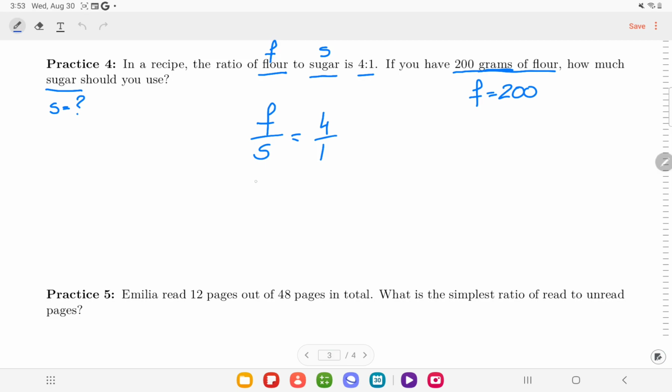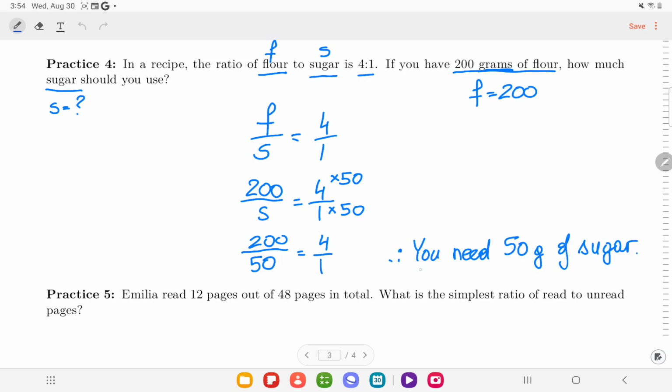Let's substitute F with 200, and we're looking for S, and it's equivalent to 4 over 1. We have to multiply 4 by 50 to get 200, so we have to multiply 1 by 50 as well. We get 200 grams of flour to 50 grams of sugar, which is equivalent to 4 over 1. Therefore, you need 50 grams of sugar with 200 grams of flour.